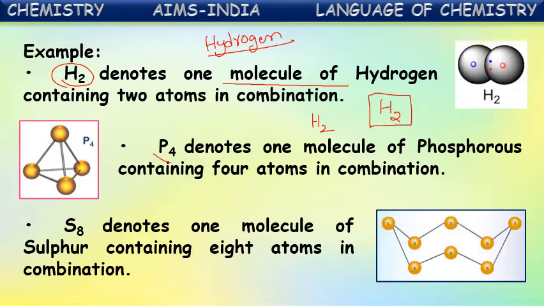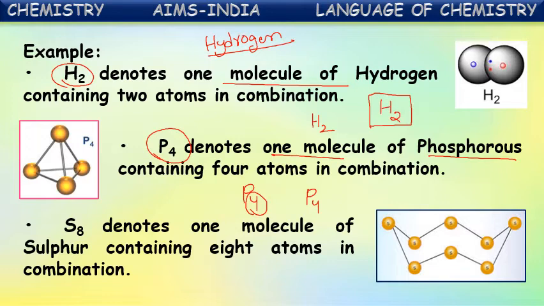Like that only, see here, P4 denotes one molecule of phosphorus containing how many phosphorus atoms? 4. This right side subscript, whatever we are writing, that number represents the number of atoms. P4 is a molecule. In that phosphorus molecule, 4 phosphorus atoms are present.